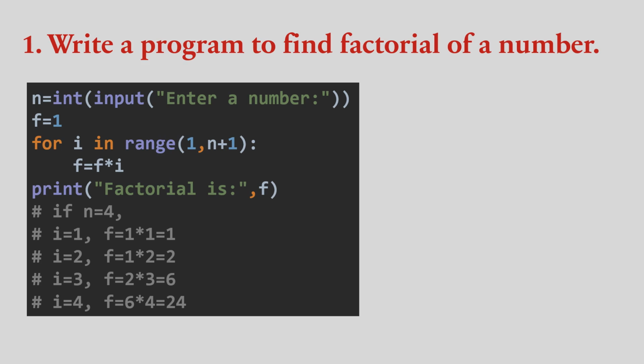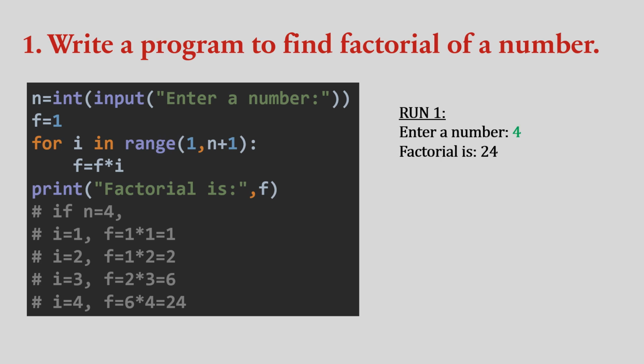Initially f has the value 1. In the first iteration, f will become 1 into 1, that is 1. In the second iteration, f will be 1 into 2, that is 2. In the third iteration, f will be 2 into 3, that is 6. Like this, it will continue. At the end of the loop, you will find the factorial of the given number.